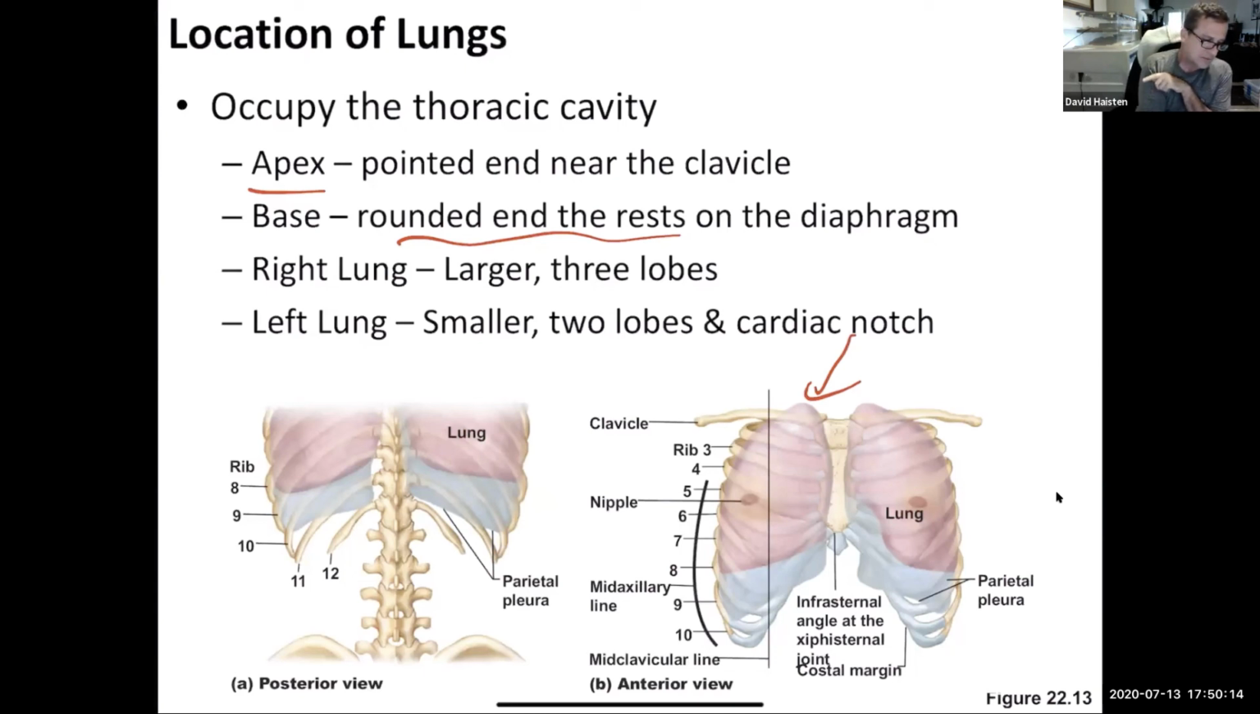Okay, do not try and memorize what ribs, where, and all this. I don't care about all this on here. What we want to get to with this is that the right lung is larger and has 3 lobes, the left lung's smaller. There's also the cardiac notch right there. What's up with the cardiac notch? Okay, your heart's right there.